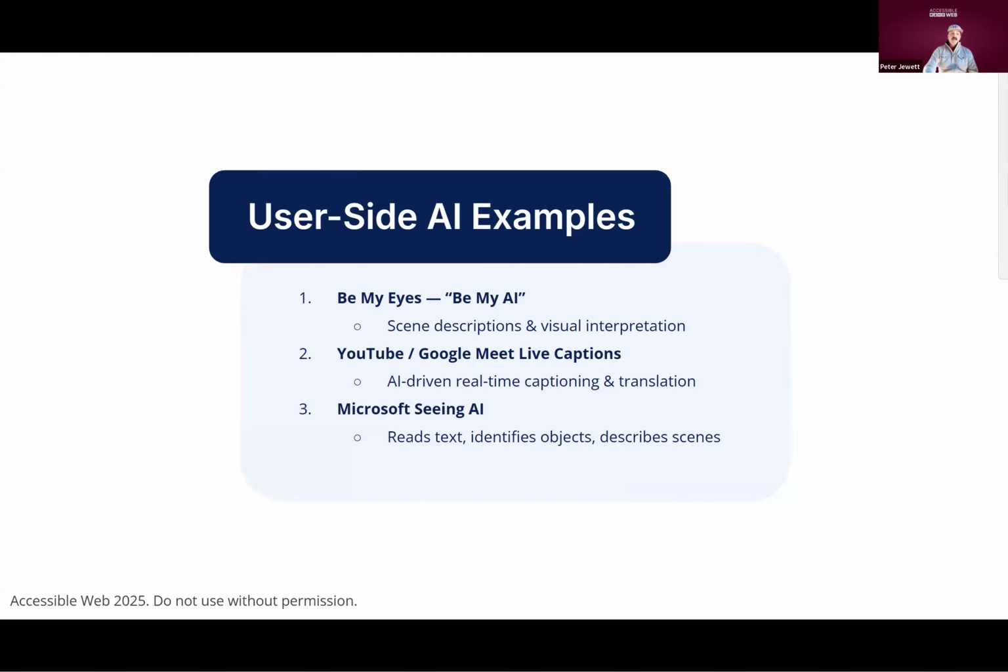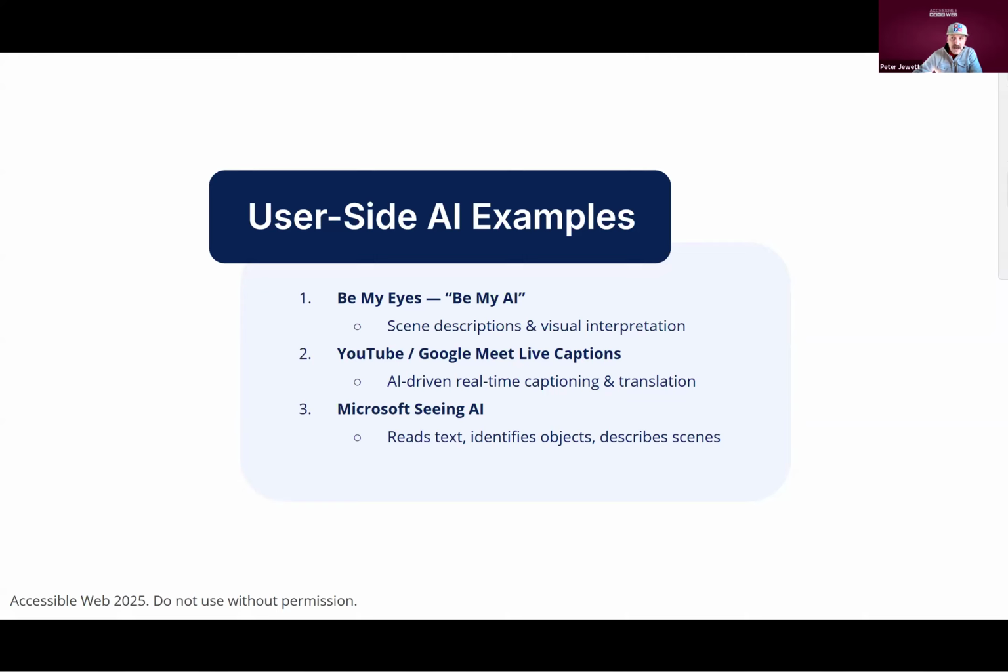A couple real world examples. Be My Eyes, we love Be My Eyes. They have a tool called Be My AI, and users can take a photo. AI gives a detailed visual description. So this is in addition to the typical Be My Eyes where volunteers, actual humans, help to describe what folks are recording with a camera.